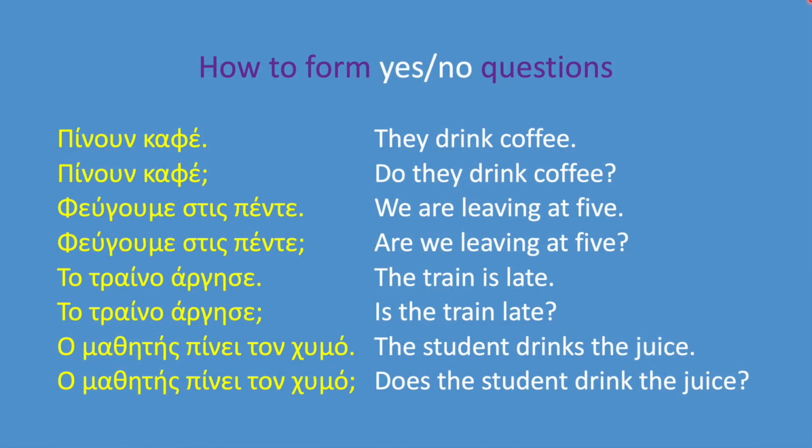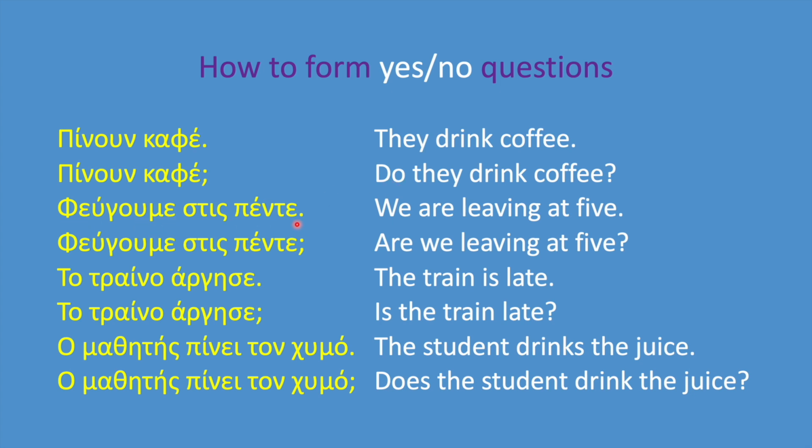In order to form a question that can be answered with yes or no, all we have to do is change our tone of voice and add a question mark at the end. That's it. No helping verbs are needed. So, πίνουν καφέ. They drink coffee. Πίνουν καφέ. Do they drink coffee? You see, in English, we need a helping verb, do. But in Greek, we don't.